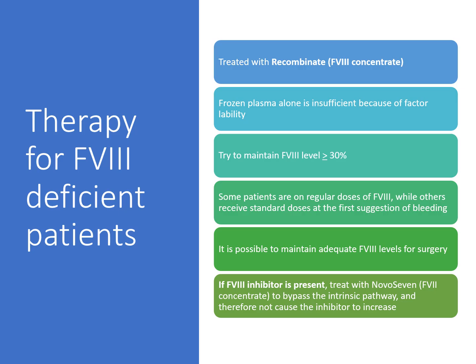Again, if a factor VIII inhibitor is present, we can treat it with that NovoSeven that we use for replacement therapy in factor VII deficiencies to bypass that intrinsic pathway and therefore not cause the inhibitor to increase. Because remember, if we give Recombinate and there is an immunologic inhibitor or an antibody formed against that Recombinate, if we continue to give Recombinate, more and more of those inhibitors are going to come in.